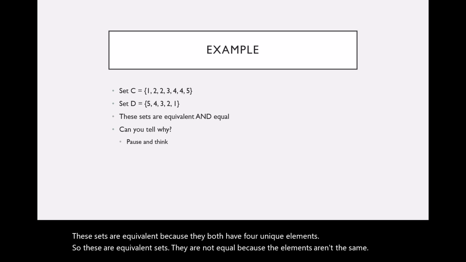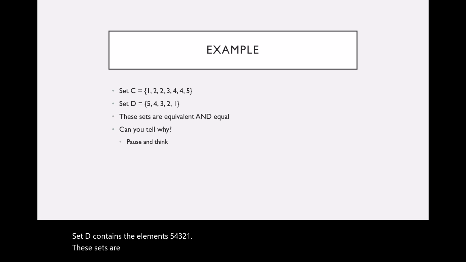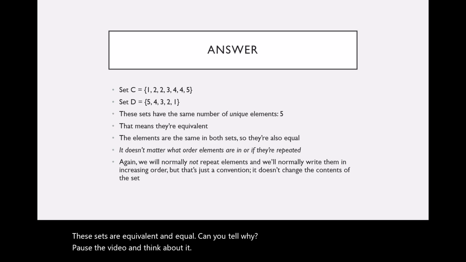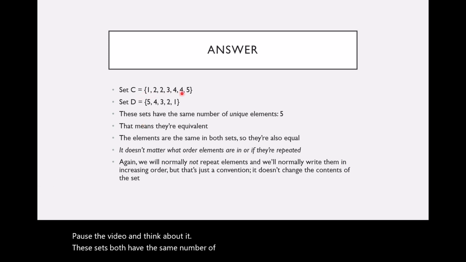Here's another example. Set C contains the elements 1, 2, 2, 3, 4, 4, 5. Set D contains the elements 5, 4, 3, 2, 1. These sets are equivalent and equal. Can you tell why? Pause the video and think about it. These sets both have the same number of unique elements. Both of them have 5 elements. Because remember, the elements are unique.